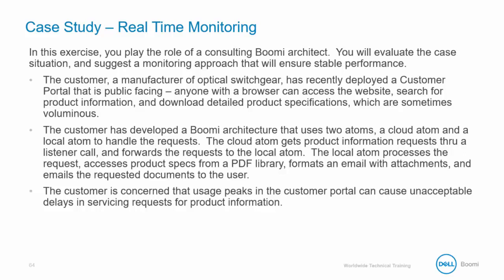The customer, a manufacturer of optical switchgear, has recently deployed a customer portal that is public-facing. Anyone with a browser can access the website, search for product information, and download detailed product specifications, which are sometimes voluminous. The customer has developed a Boomi architecture that uses two atoms, a cloud atom and a local atom, to handle the requests. The cloud atom gets product information requests through a listener call and forwards the request to the local atom. The local atom processes the request, accesses product specs from a PDF library, formats an email with attachments, and emails the requested documents to the user.